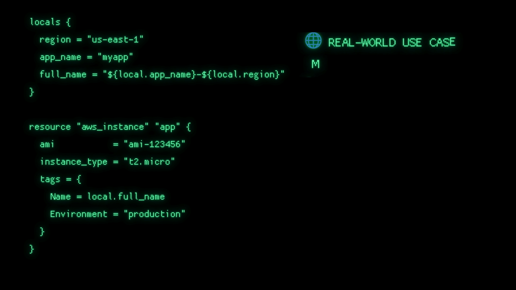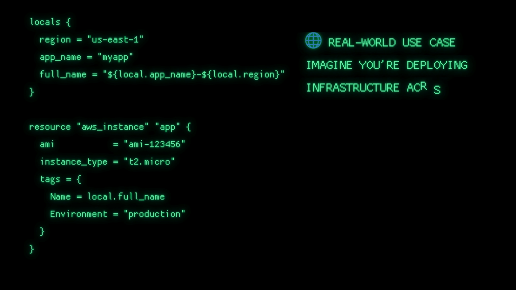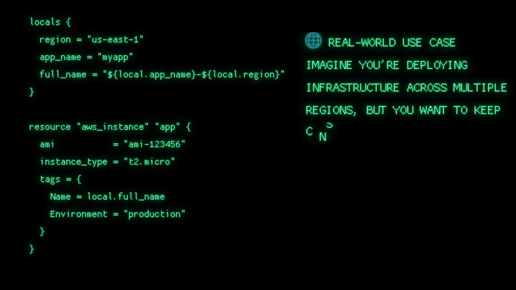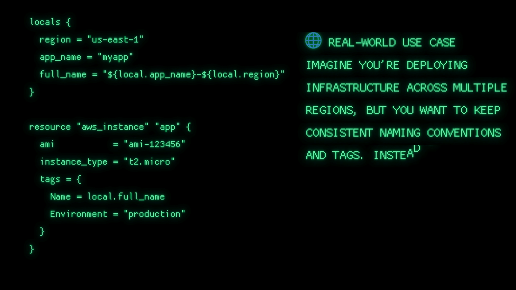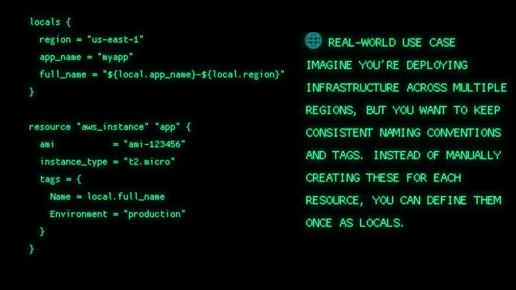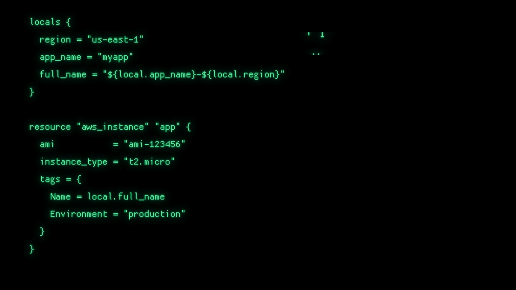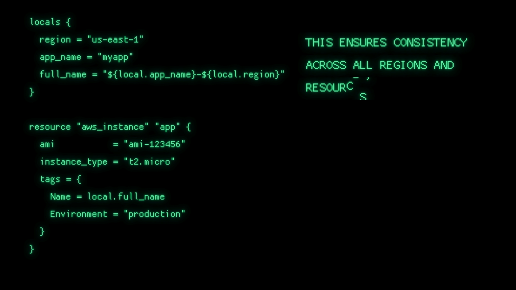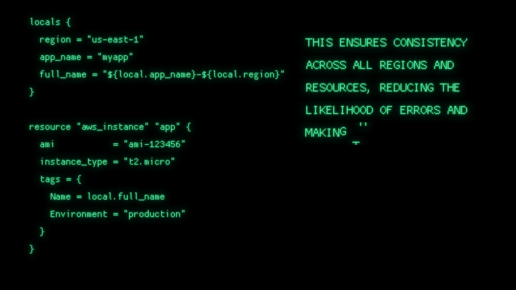Real-world use case. Imagine you're deploying infrastructure across multiple regions, but you want to keep consistent naming conventions and tags. Instead of manually creating these for each resource, you can define them once as locals. This ensures consistency across all regions and resources, reducing the likelihood of errors and making the code easier to maintain.